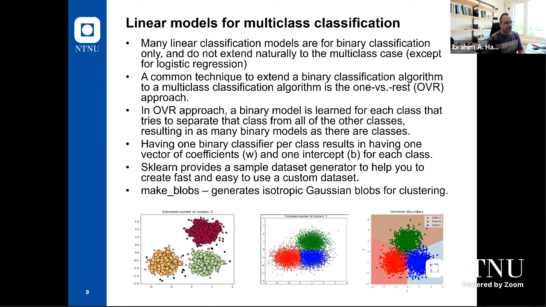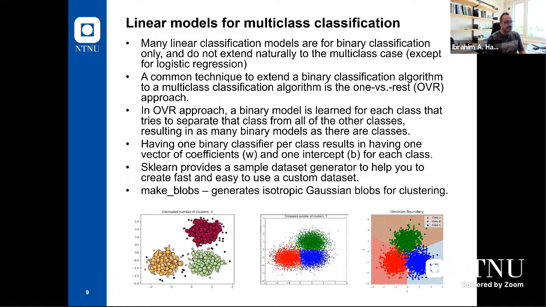So in this case, we will use a technique, and this technique is called the one versus rest approach. It's a common technique to extend a binary classification algorithm to multi-class classification. In this one versus rest approach, a binary model is learned for each class. We will build a model for each class, which will try to separate that class from all of the other classes. So we have three classes.